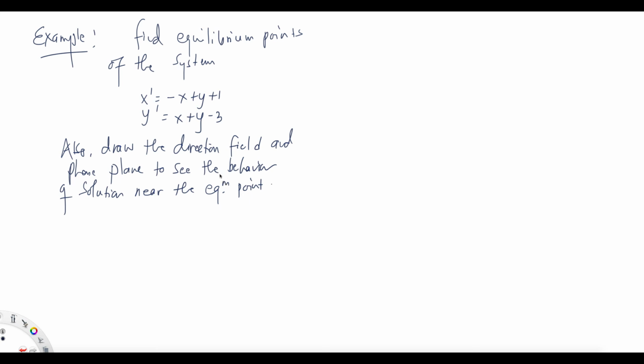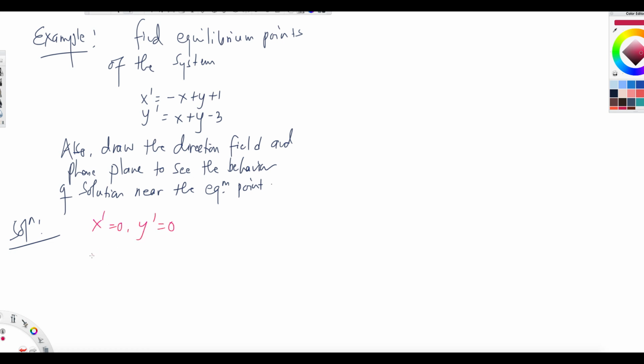So we want to see if the solution is going towards the equilibrium point or going away from the equilibrium point. All right, let us do that. The solution is to find the equilibrium point. What we should do here is set x prime equal to 0 and y prime equal to 0 and solve. So what do you get? Negative x plus y plus 1 equals 0. The other one is x plus y minus 3 equals 0, right?